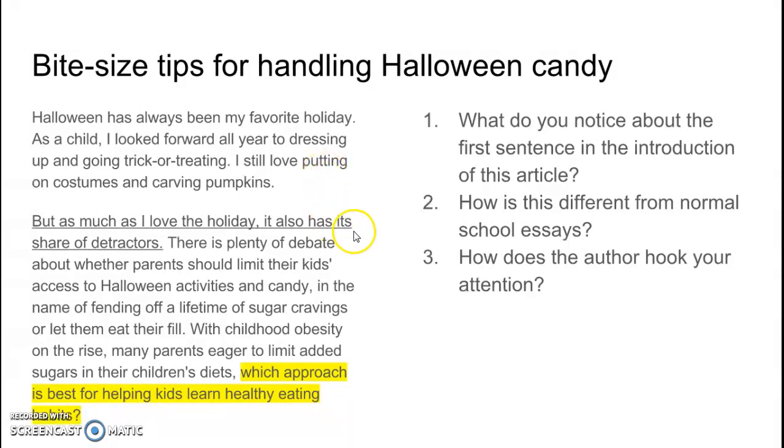And then if you look at this underlined sentence, the first one in the second paragraph, but as much as I love the holiday, it also has its share of detractors, so things that make it not so great. This sentence is crucial to transitioning from the scene in your head about loving Halloween to then moving on to how to combat childhood obesity with a holiday that's all about eating candy.